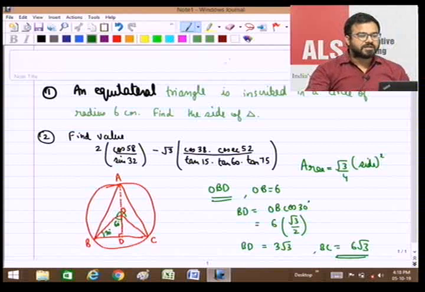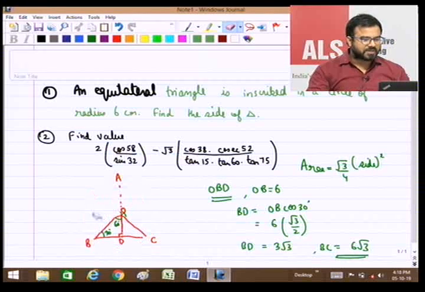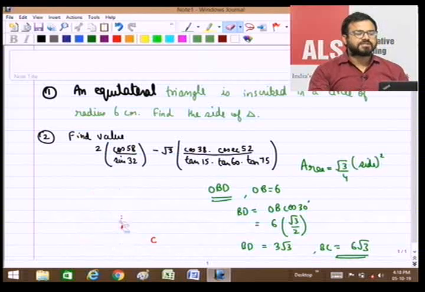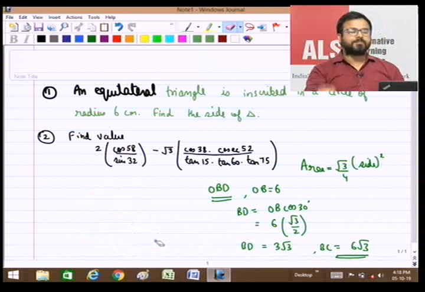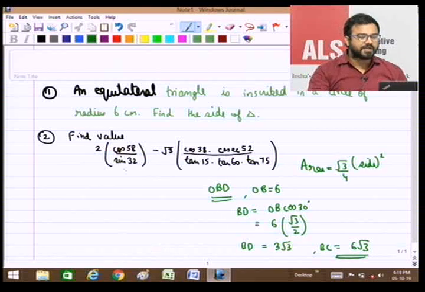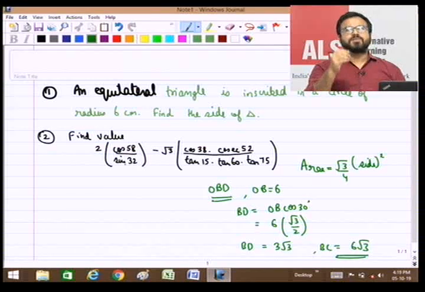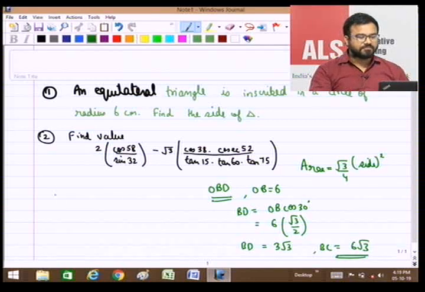Okay, that's great. Now let us move on to the second question. The second question is quite simple. You just have to use the concept of complementary angle trigonometric ratios. Cos 58 over sin 32. You can see 58 plus 32 makes 90 degrees. So cos 58 can also be written as cos of 90 minus 32.